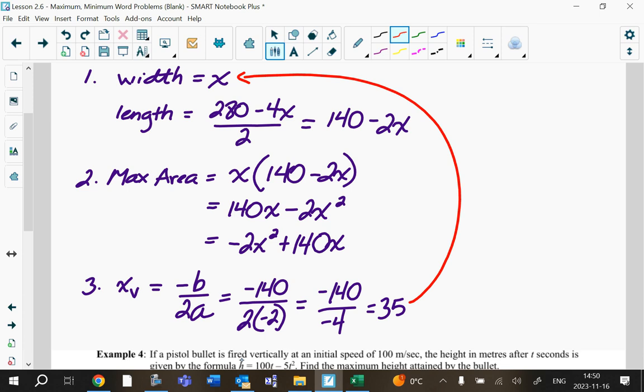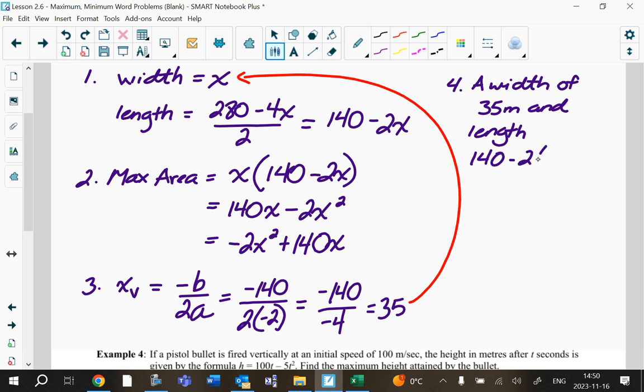So we're ready to answer the question. A width of 35 meters and length of, well, you have to do some calculating here, 140 minus 2 times 35, and that equals 70 meters, will give the maximum area.